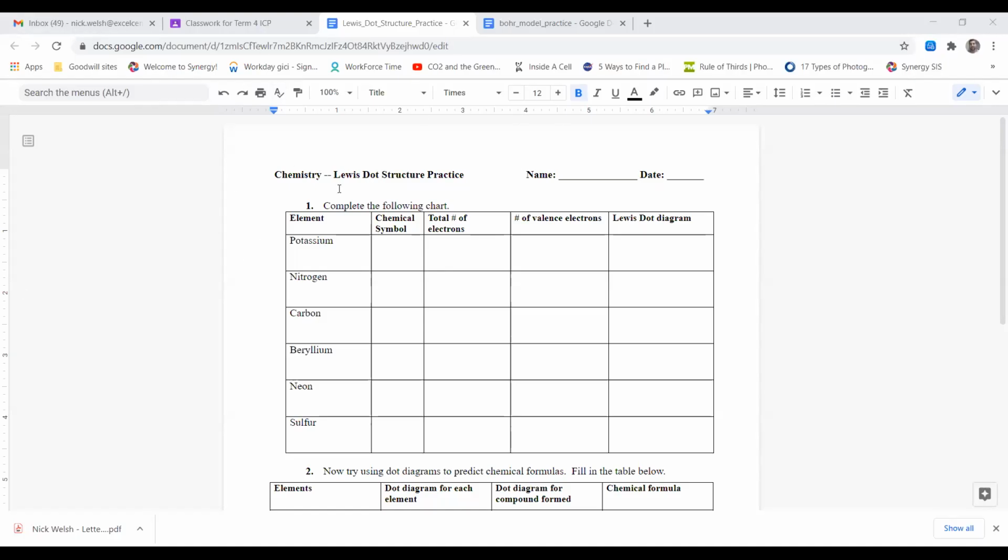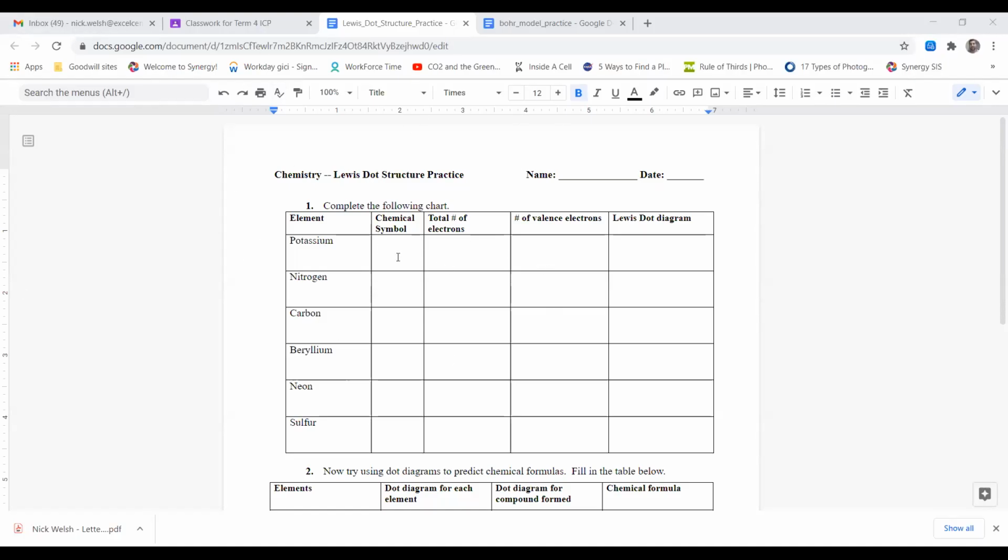Like I said, I'm going to let you finish that one up. Let's go ahead and head back to the classroom. And I just want to peek at the other practice as well for the Lewis dot structure. So go ahead and open up your Lewis dot structure one. Let me share the screen. Okay, here we go. So I'm just in the Lewis dot structure one.